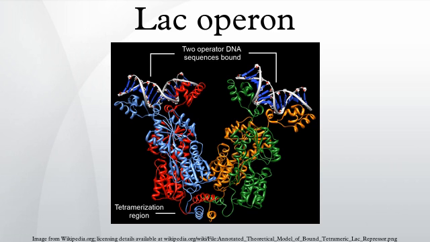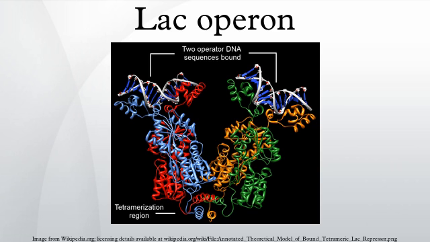Structure of the Lac Operon. The Lac Operon consists of three structural genes, and a promoter, a terminator, regulator, and an operator. The three structural genes are lacZ, lacY, and lacA.